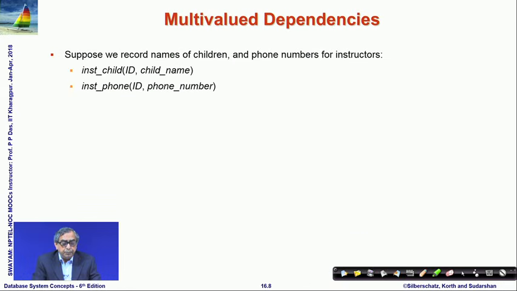This is another example of two relations where the ID and child are together, where ID and phone number are together.